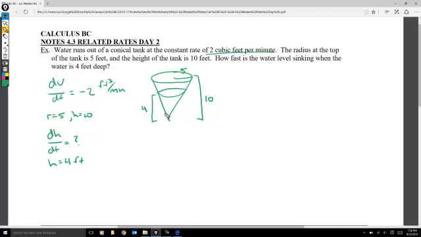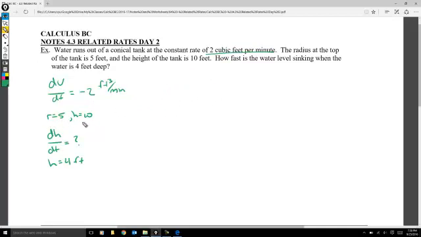As you can see, the height will be changing at a different rate as the water increases or decreases because it's a cone. So that's what I know, and I know that the volume is decreasing at a rate of negative 2 feet cubed per minute. Now let's talk about what to actually do with some of this information.